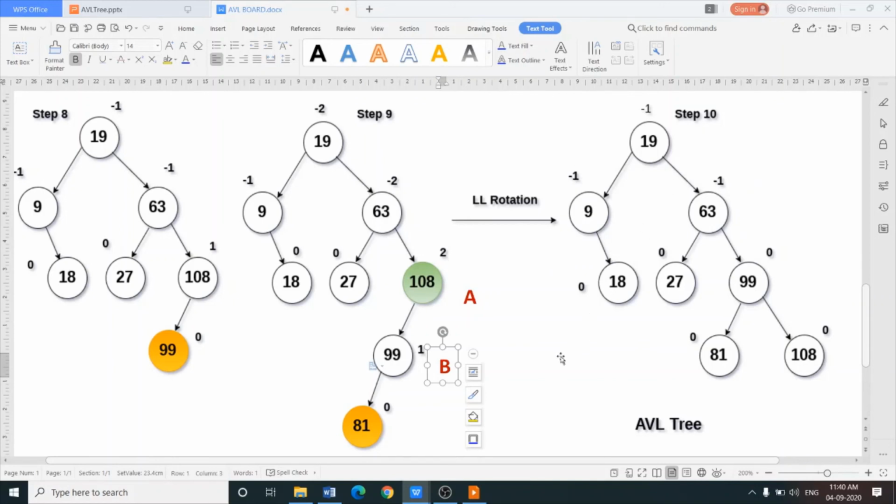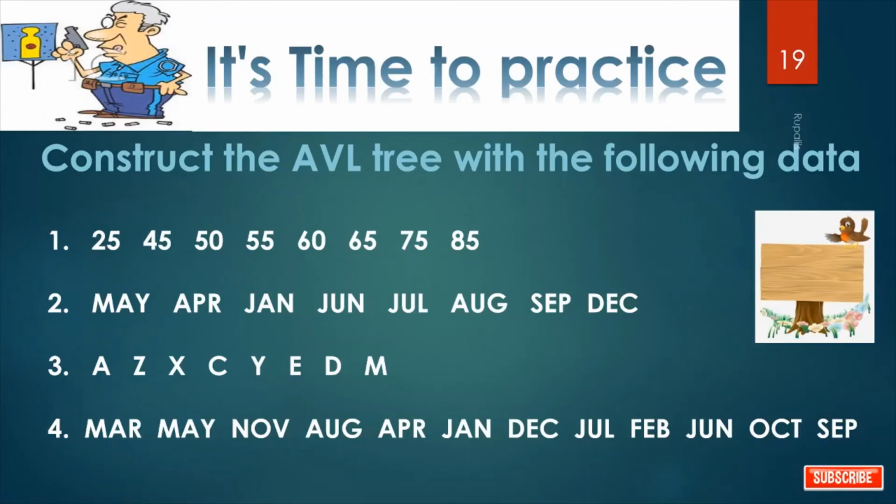So in this way, you have to draw any AVL tree. I want to tell another thing: you have to mention the balance factor in each step and also clearly mention the rotation in each step. When you insert any new node, you have to mention the balance factor and the rotation at each step. So these are your homework. Construct the AVL tree with the following nodes.